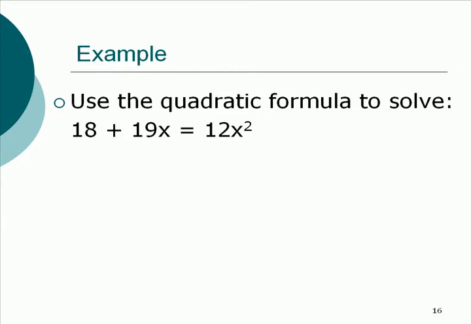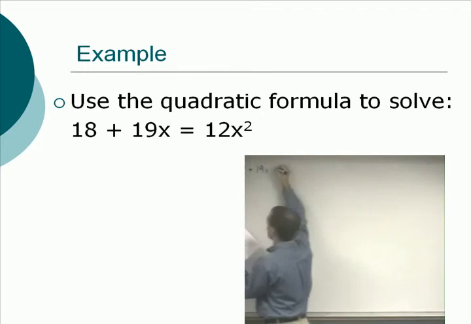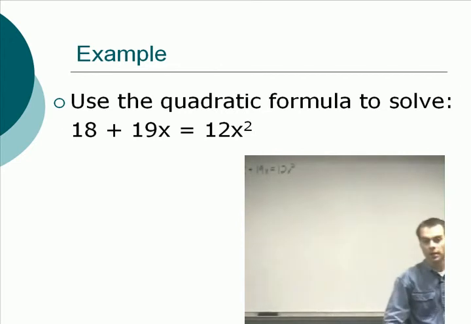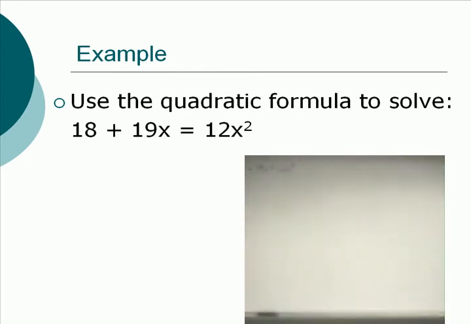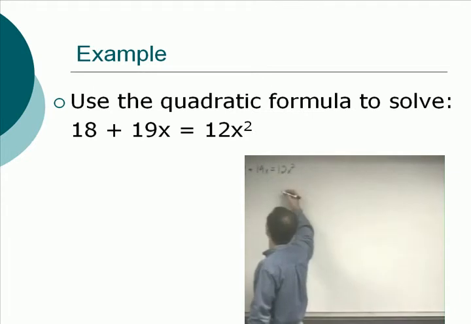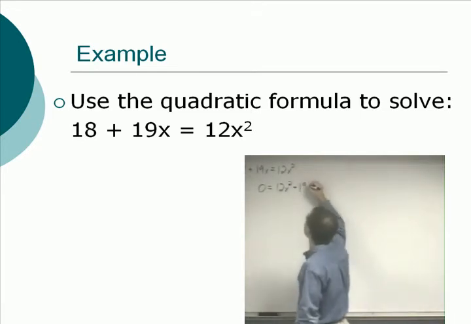So we have 18 plus 19x equals 12x squared. That's the same one we did a little while ago. The first thing you have to do always is get it set equal to 0. So let's do that. And again, we're going to keep that a term positive. That just makes it a little bit more convenient. So we have 0 equals 12x squared minus 19x minus 18.